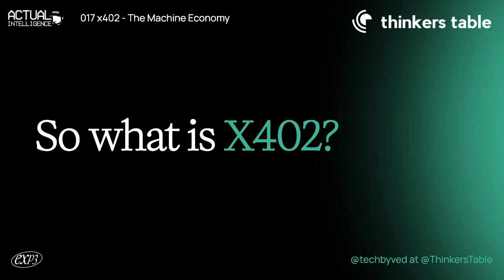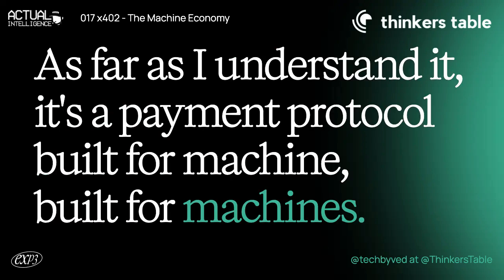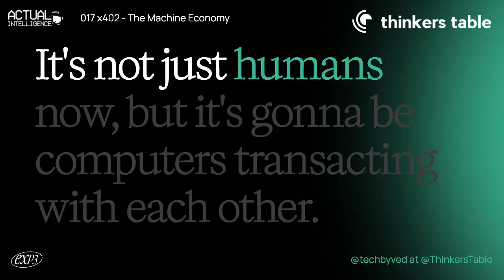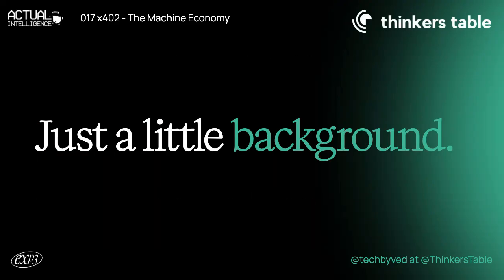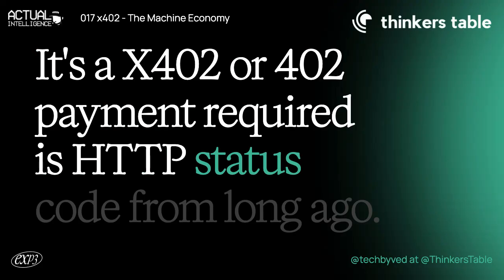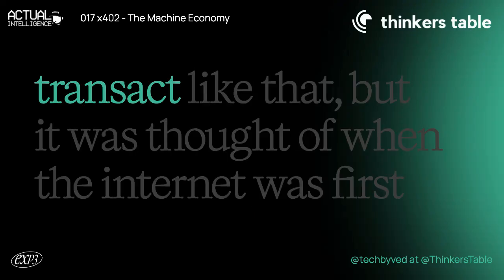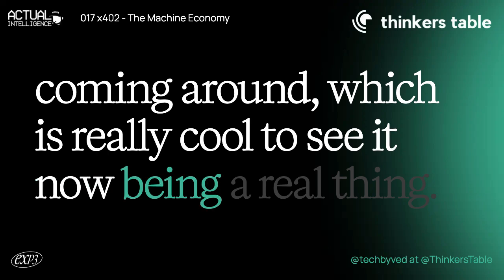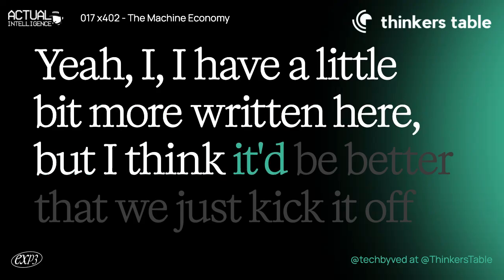So what is x402? As far as I understand it, it's a payment protocol built for machines. Basically, we're creating what I like to call the machine economy. It's not just humans now, but it's going to be computers transacting with each other. Just a little background: x402, or 402 Payment Required, is an HTTP status code from long ago. It just lay dormant because there was no way for computers to transact. It was thought of when the internet was first coming around, which is really cool to see it now being a real thing.